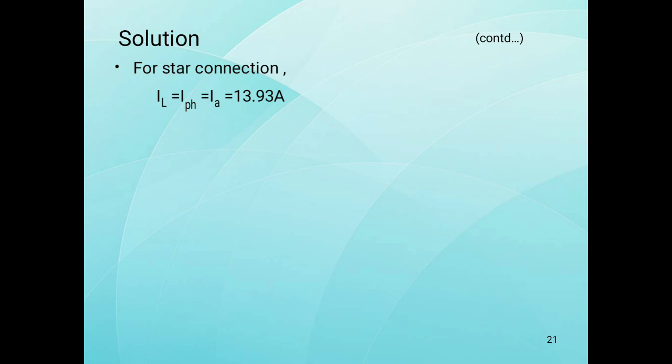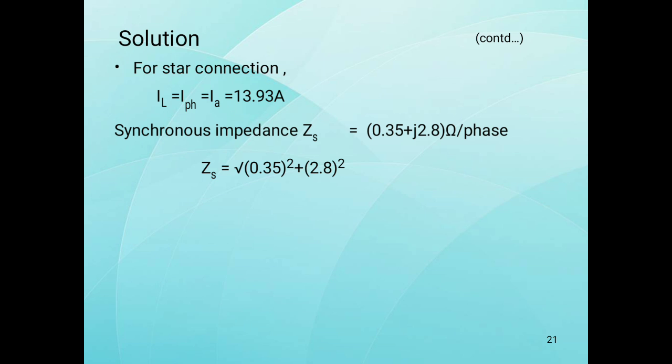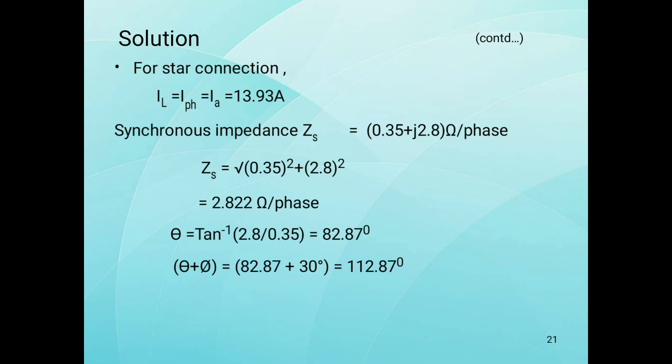Now next, for star connection, IL is equal to I phase, that is equal to IA, that is nothing but 13.93 amps. Now synchronous impedance ZS is 0.35 plus j2.8 ohms per phase. Now ZS is equal to under root of 0.35 whole square plus 2.8 whole square, that is equal to 2.822 ohms per phase. Now theta is equal to tan inverse of 2.8 by 0.35, that is 82.87 degrees. Theta plus phi is nothing but 112.87.